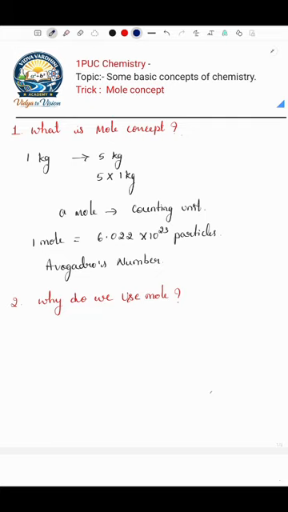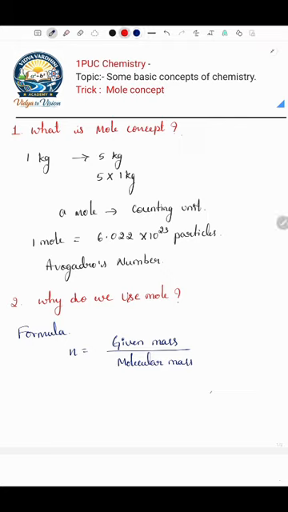Then what exactly is the formula? Now let us learn the most important formula in this mole concept, that is number of moles, n equals given mass divided by molecular mass. Molecular mass refers to, if it is an atom, we consider the atomic mass. If it is a molecule, we consider the molecular mass in grams.